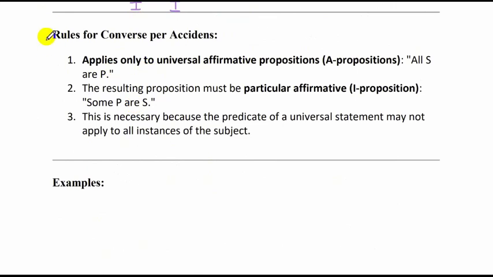Rules for converse per accidence. It applies only to universal affirmative propositions of A type, that is All S R P. The resulting proposition must be a particular affirmative I proposition, that is Some P R S, already explained above in the example. This is necessary because the predicate of a universal statement, A type, may not apply to all instances of the subject.